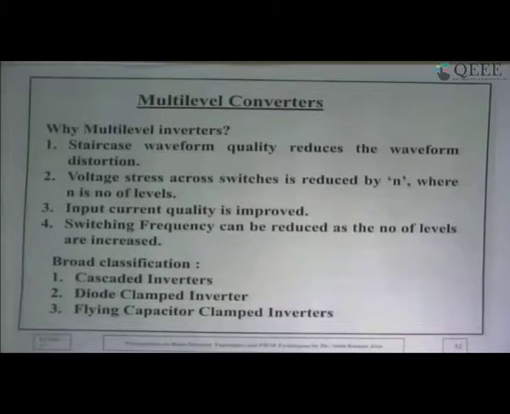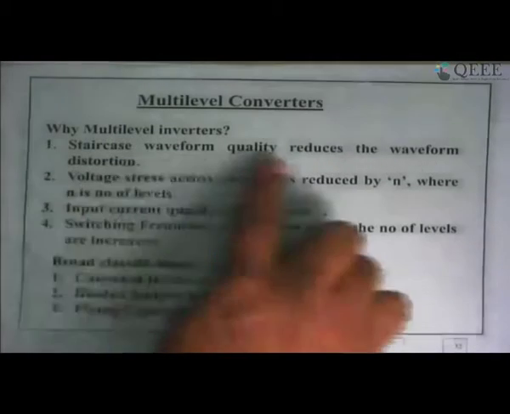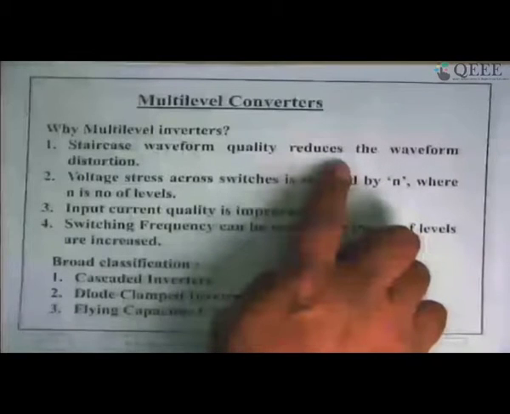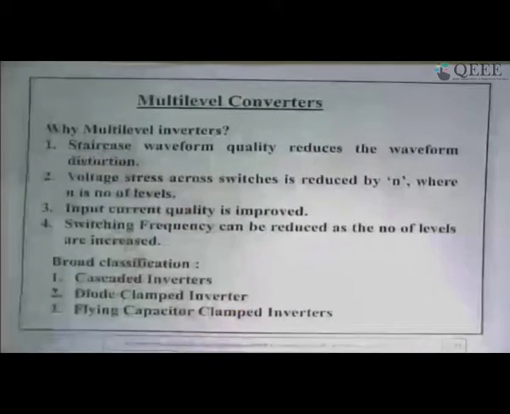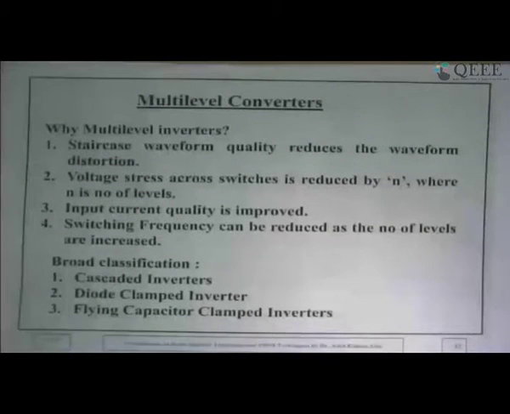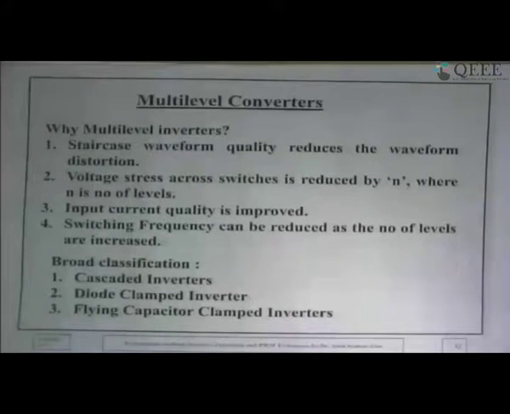So the staircase waveform quality reduces. What we want is less and less staircase. So the more the levels, the lesser the distortion. Let's say if you are operating for some n voltage DC link voltage, if you have more number of switches, the stress across each switch will be less. Secondly, the quality of current will be improved.